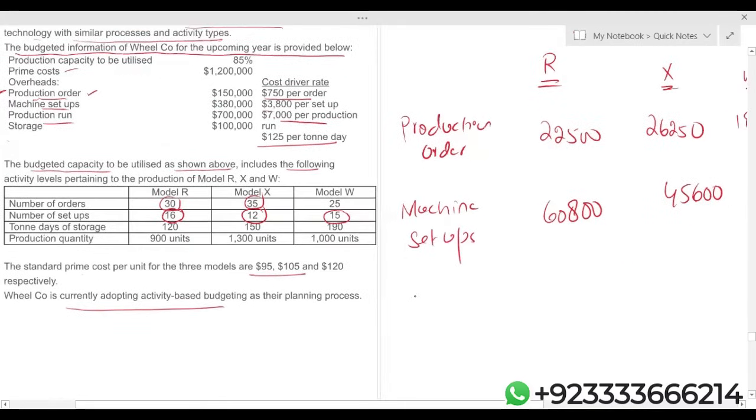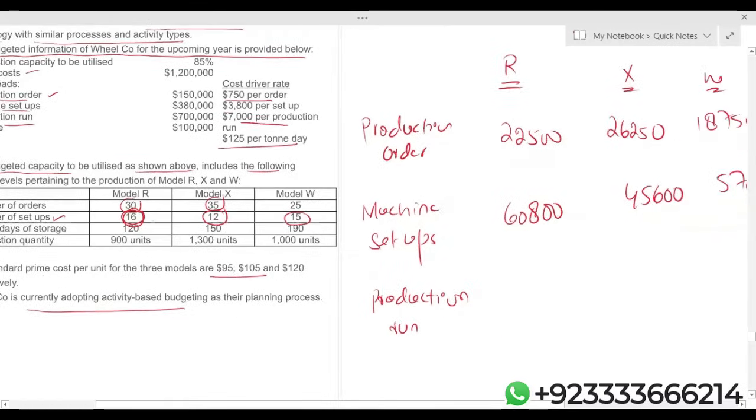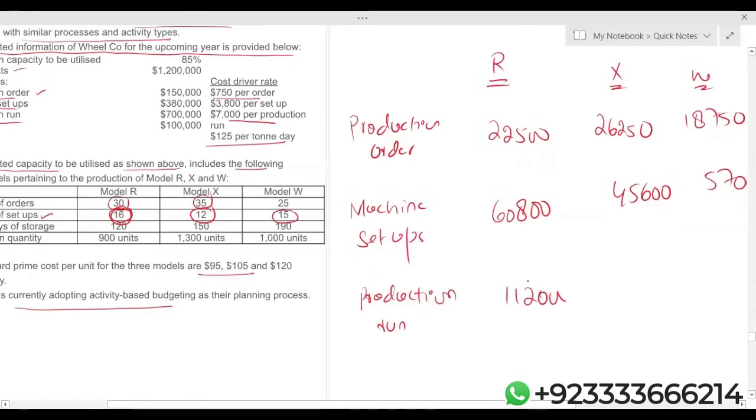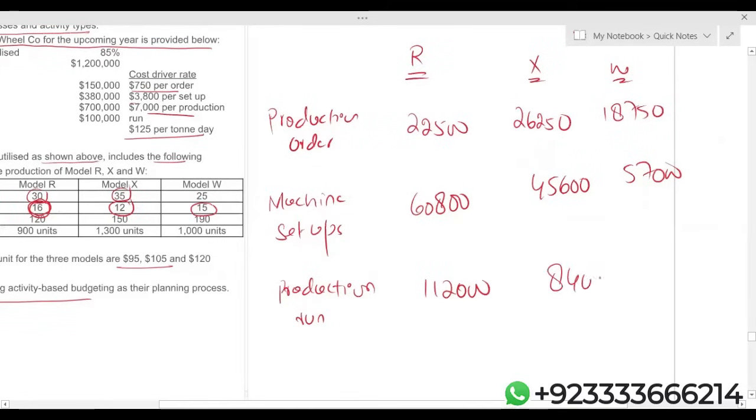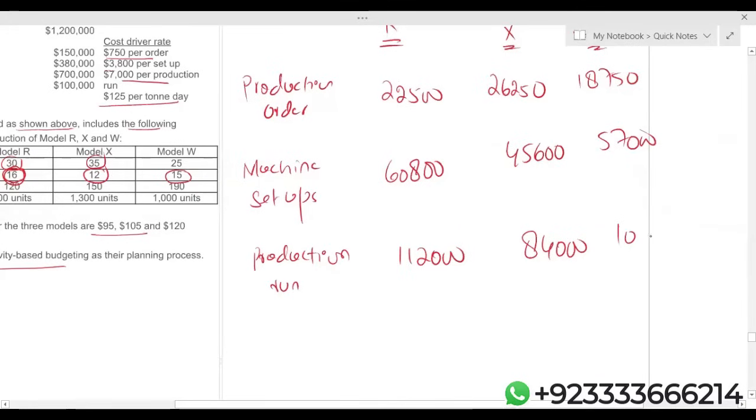Okay, now we have production run. Obviously, production runs will also be on the basis of number of setups. It is 7,000 per production run. So on each setup, you have to bear this production run cost. So 7,000 into 16. One cost driver could be for more than one activity, which is very much possible. So 16 into 7,000 gives me 1,12,000. Then 12 into 7,000 is 84,000. Then 15 into 7,000 is 1,05,000.